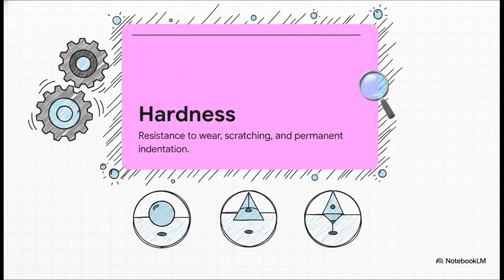And we don't just guess here. Engineers determine hardness using very specific standardized methods. You'll hear about the Brinell, Rockwell, or Vickers hardness tests.